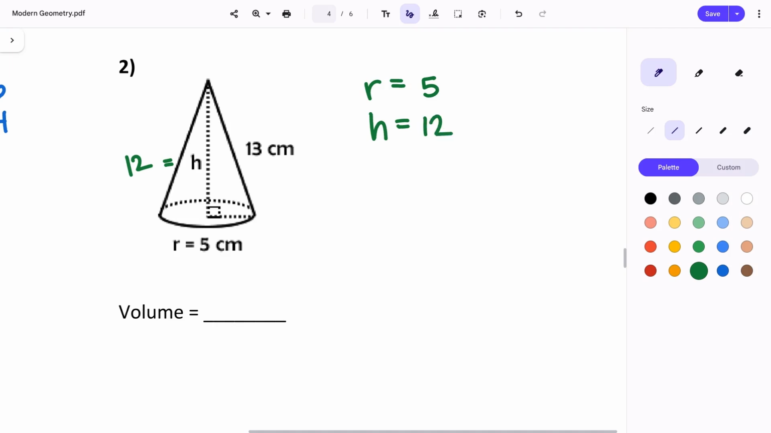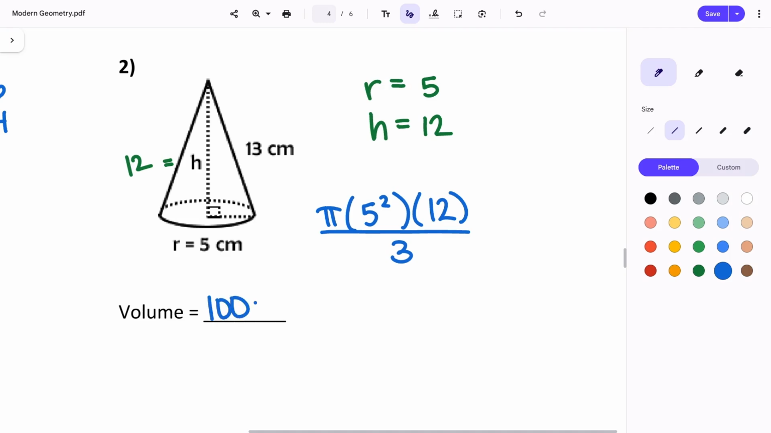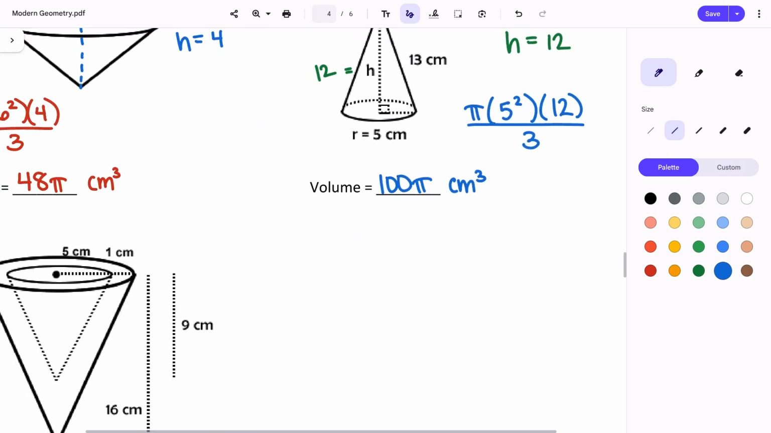So now let's just plug it into our formula. Pi times 5 squared times 12 all over 3. 100. And then pi centimeters cubed. Very good. Okay, any questions on those first 2? All right, let's take a look at number 3 then.